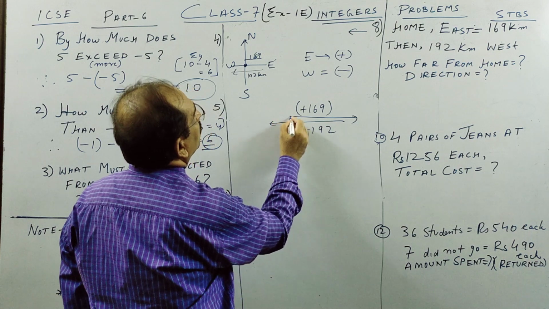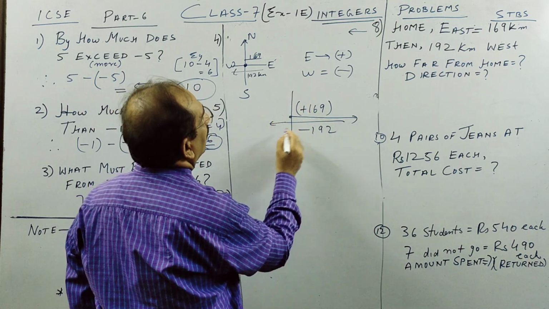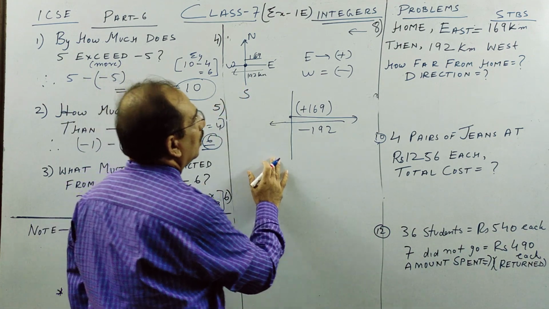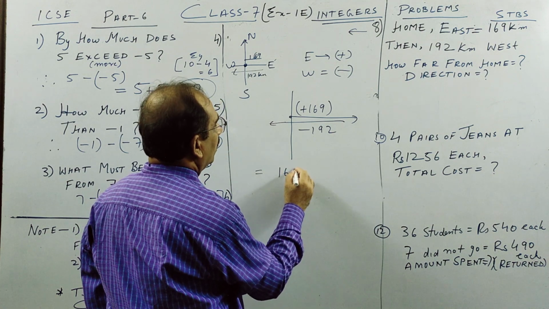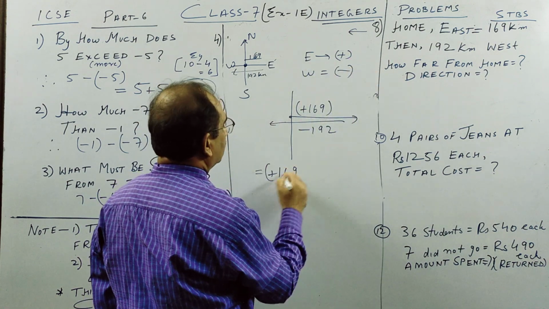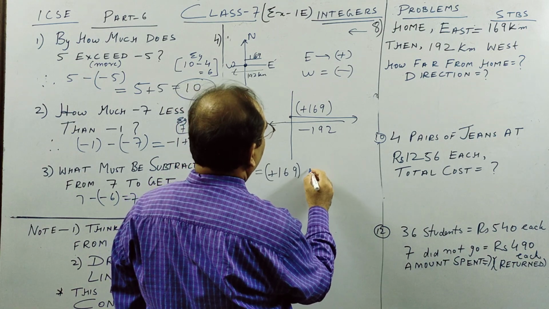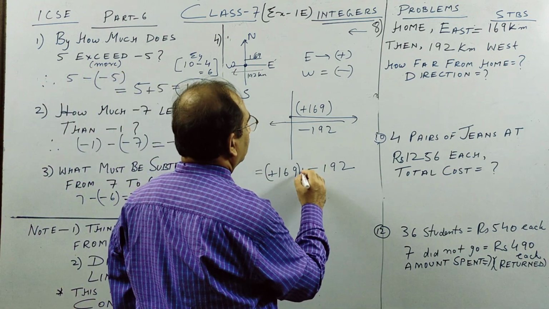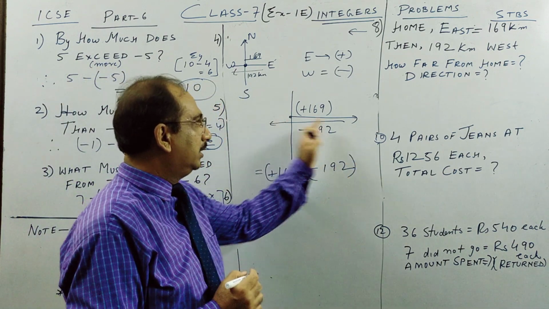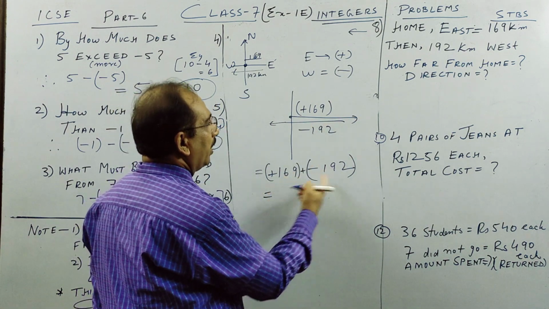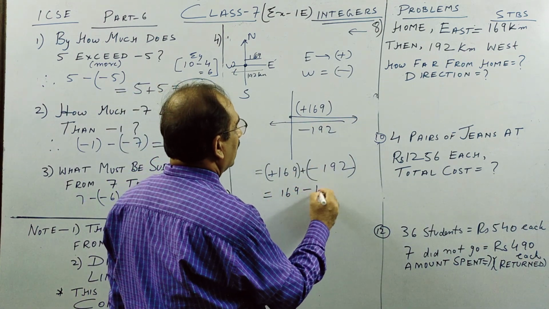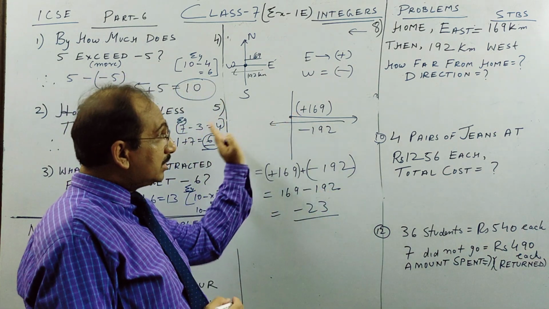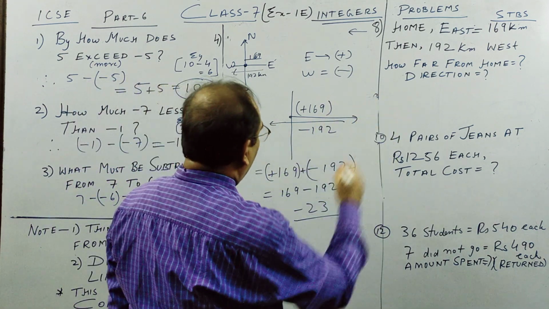So he comes back. Let his home be here in this direction figure. Finally you will see he goes 169, let east be plus, and then he comes back, I take it as minus 192. You can write like this also. You can add this, and this is the opposite direction. So finally this will be 169 minus 192. This will be minus 23. From here it means he is towards the west. So what is the answer? How far is he from home?